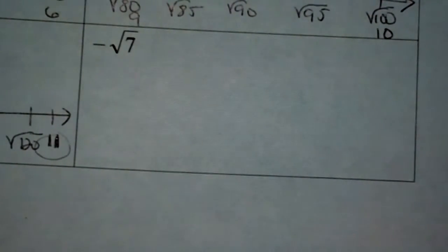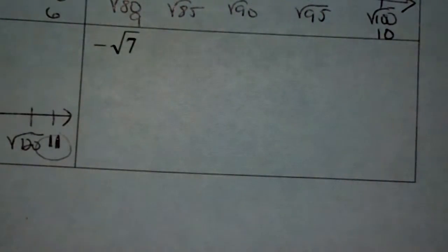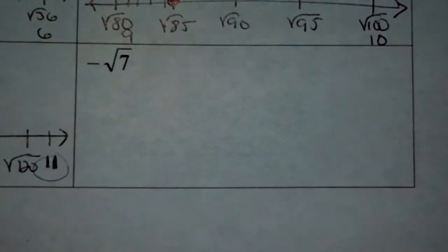Now I have this, the opposite of the square root of 7. So here I have a little negative sign. Oh my goodness, it's okay. It just means that it's negative. I want the negative version of it.